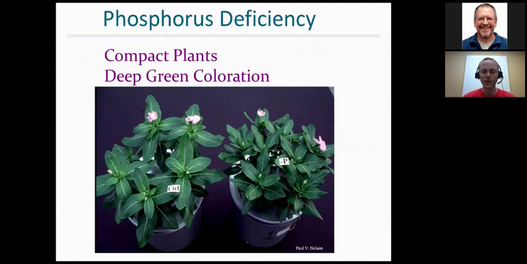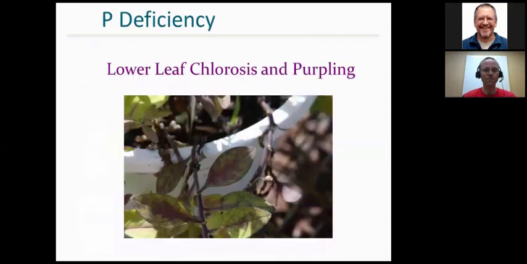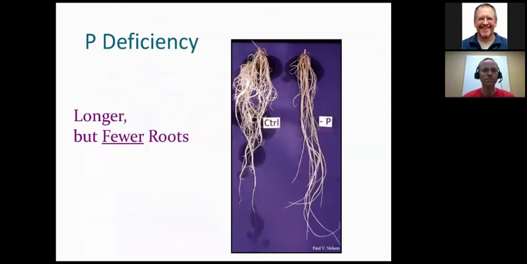But if we're seeing more compact plants and a deeper green than some of our other plants, and we know that we haven't used any PGRs, we might be thinking towards phosphorus deficiency. And then that lower leaf chlorosis and the purpling is one of those telltale signs of phosphorus deficiency as well. It happens in nitrogen deficiency, but not quite to the extent that you would see it in phosphorus deficiency.